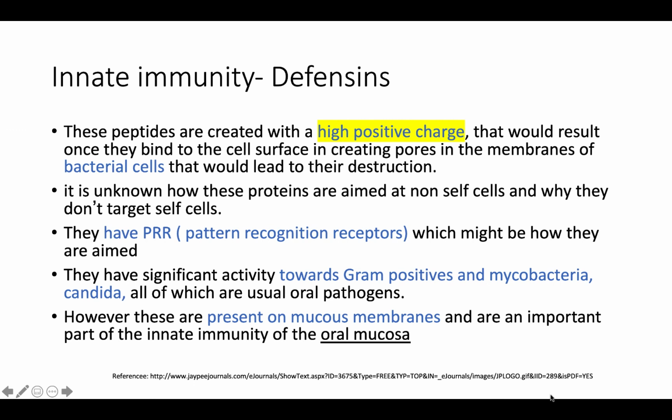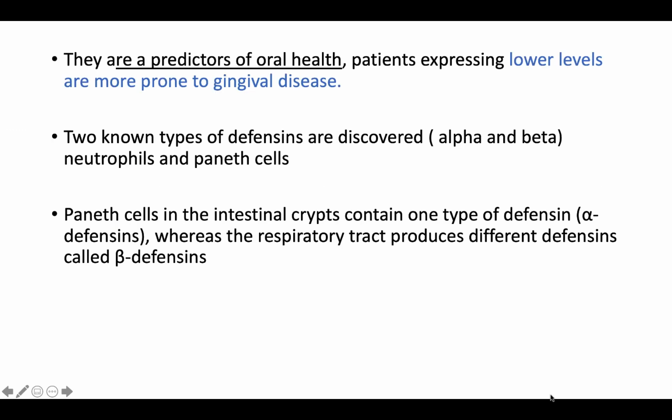So they have very significant activity against gram positive bacteria and mycobacteria, those that have no outer membrane. However, these are present on mucous membranes only, and are an important part of the innate immunity of the oral mucosa. This is a very important point for you to know: that's how a lot of the gram positives and the mycobacteria are negated in the oral cavity. They are very good predictors of oral health. The patients who have a low amount of defensins have more gingival disease.